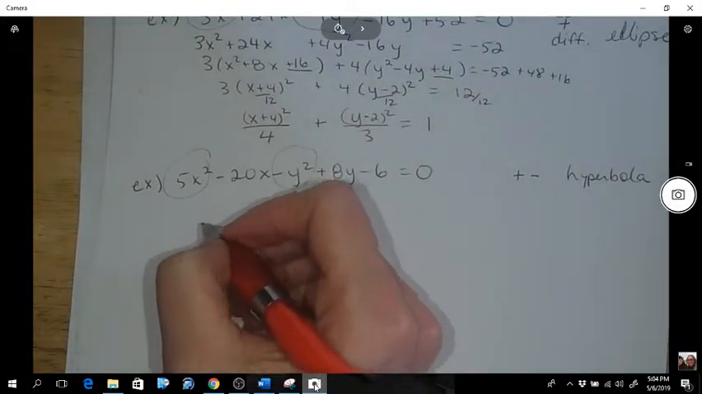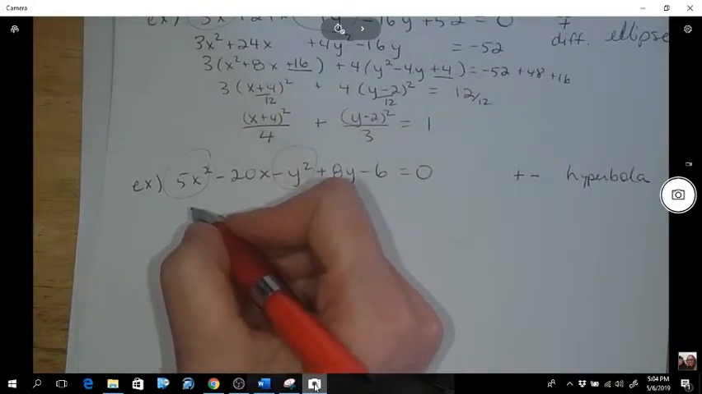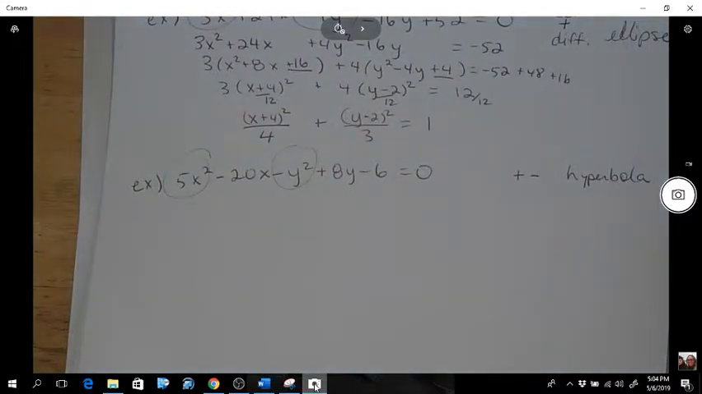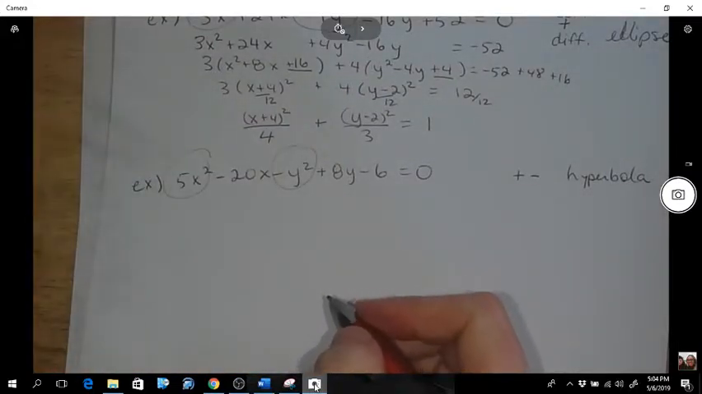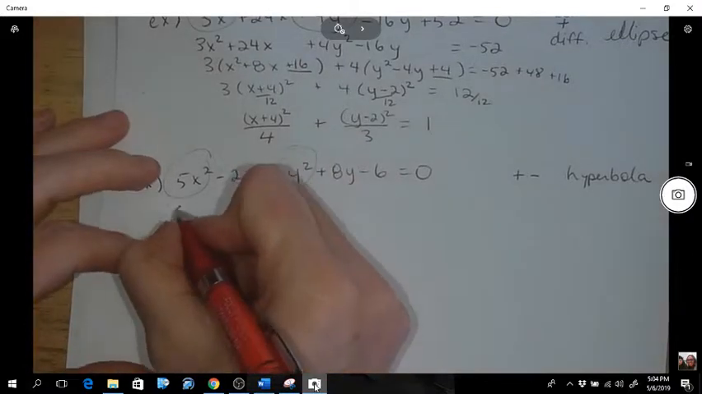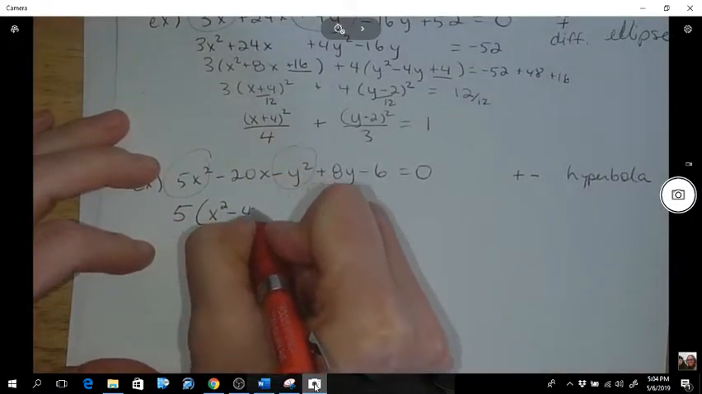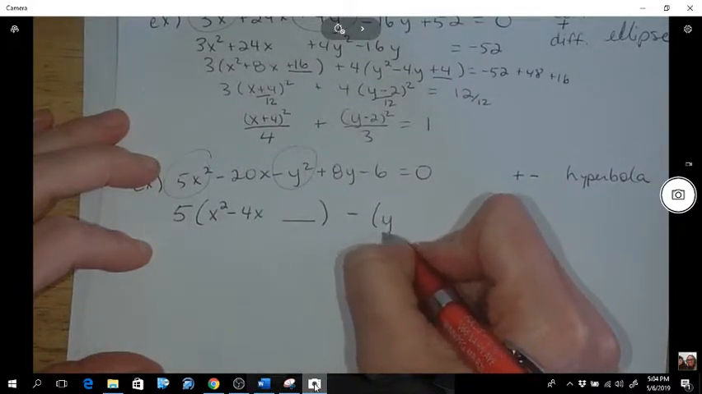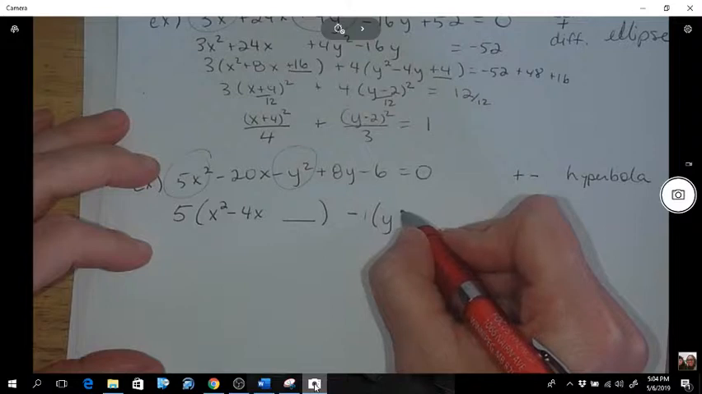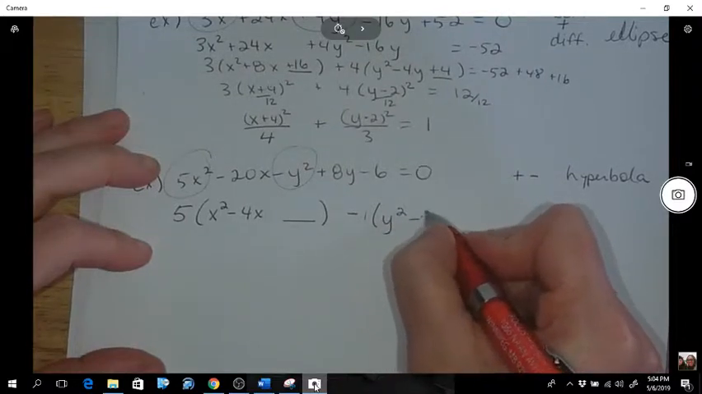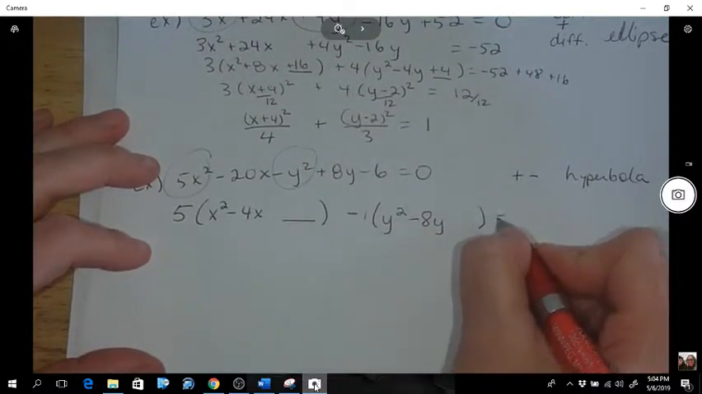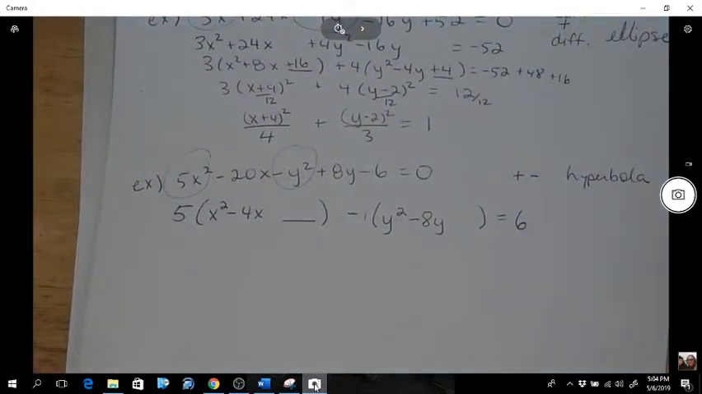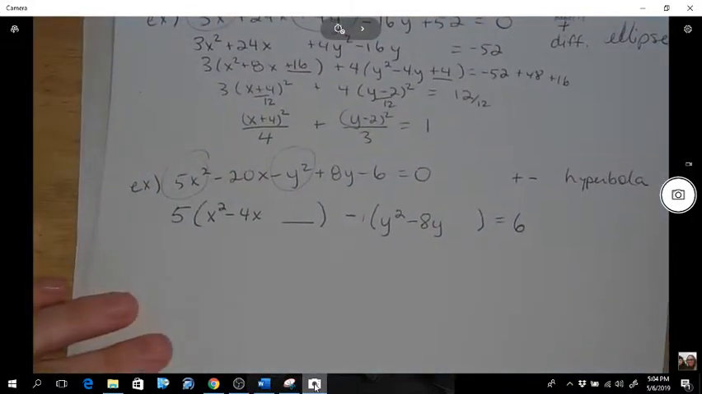Okay, so this same thing, I'm going to do two steps in one. So I'm going to factor out at the same time as moving. So I'm going to go 5 x squared minus 4x, minus, so it's like a minus 1 out there, x squared minus 8y is positive 6. Okay, so now I'm going to put my blanks.